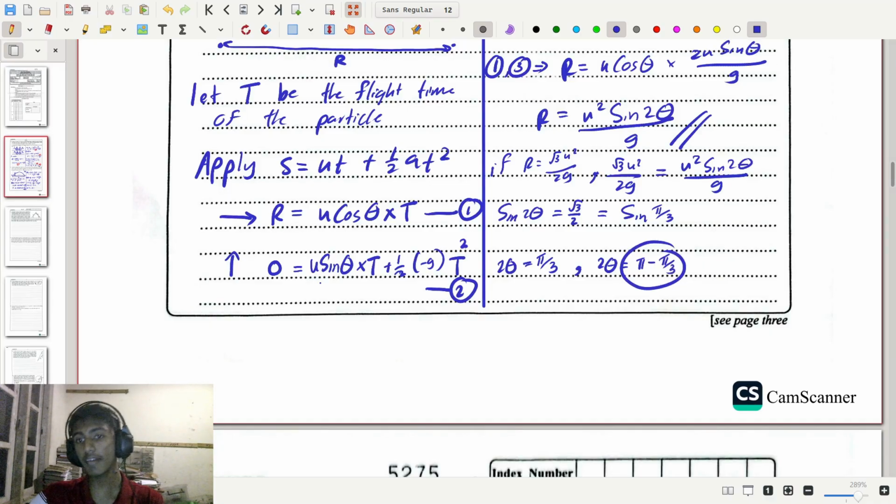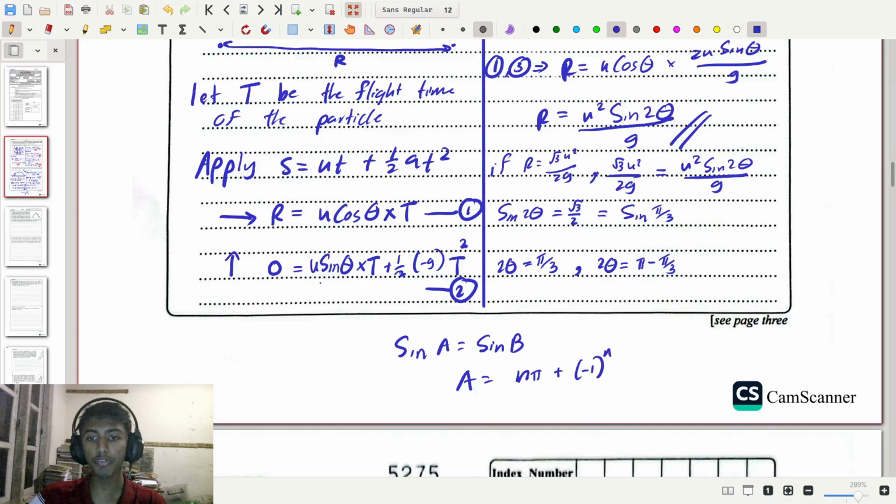And the reason we can have this is because if you have sine of A equals sine of B, the pattern is that A is equal to n pi plus negative 1 to the power of n times B. Now in this case, when n equals 0, we get the case that 2 theta is equal to pi by 3. But when n equals 1, we have n times pi, which is pi, times negative 1 to the power of 1, which is negative 1, times B, which in this case is pi by 3. So we get pi minus pi by 3.